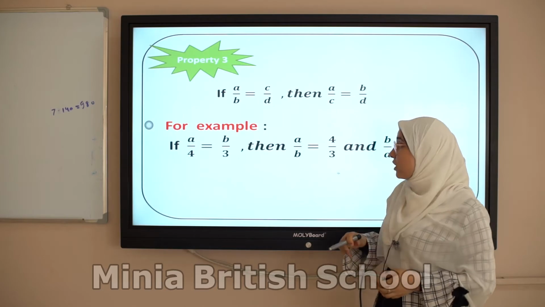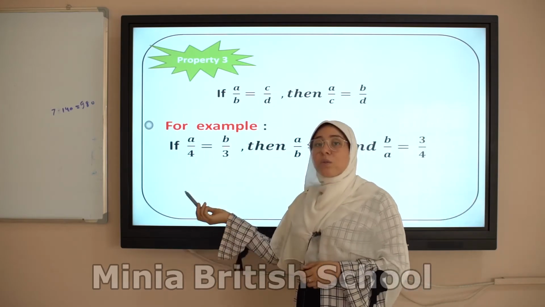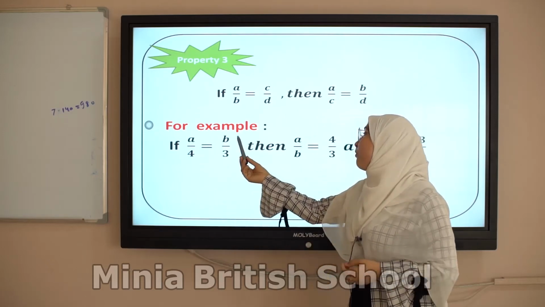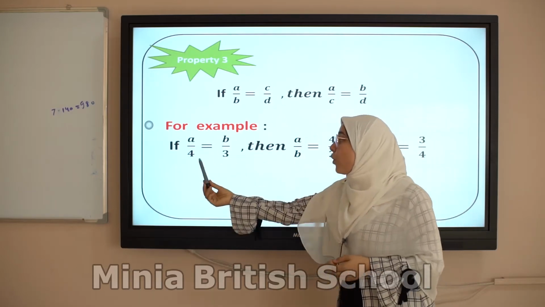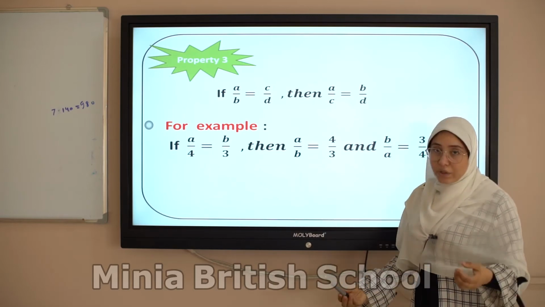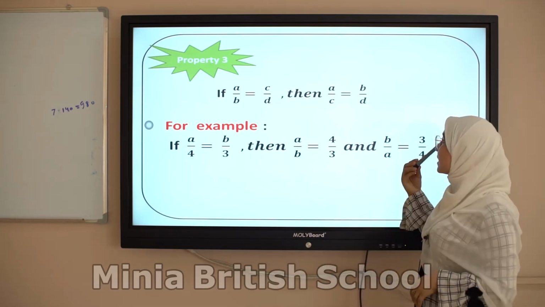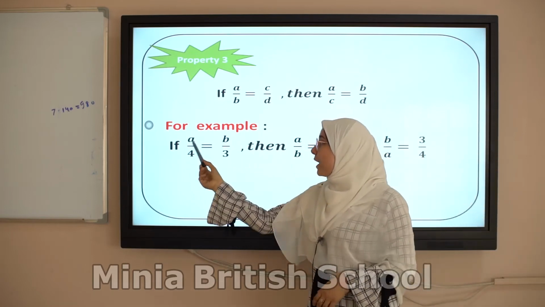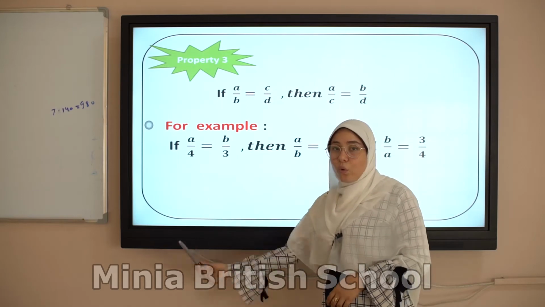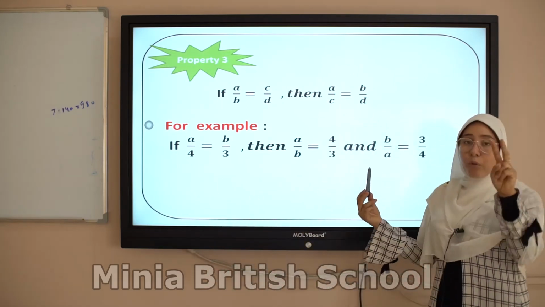For example, here, a over 4 equals p over 3. I can say a over p equals 4 over 3. And also, p to a equals 3 to 4, okay? Both of them are right.